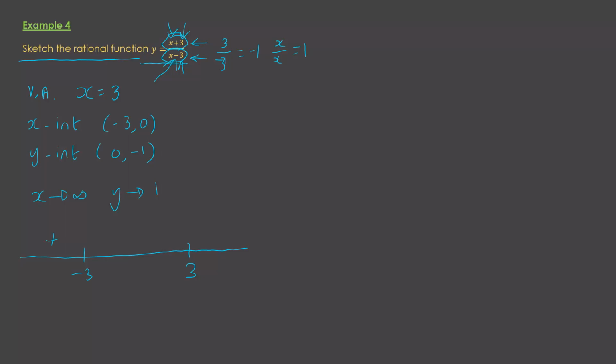If you're not sure, just think about x being negative 4. Negative 4 add 3 is negative 1. Negative 4 take away 3 is negative 7. They're both negative. In between negative 3 and 3, the x plus 3 will become positive. X minus 3 is still negative, so when we divide, we get a negative. And then to the right of 3, they're both positive, so when we divide, we get a positive. Now with this, we should have enough information to make our sketch.